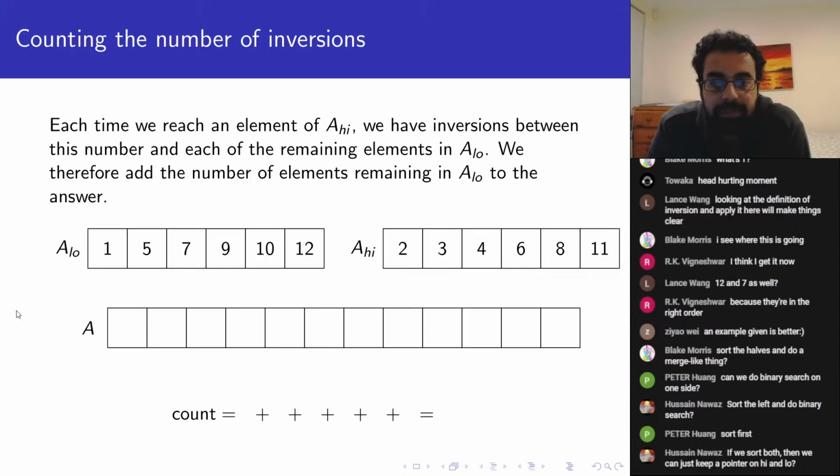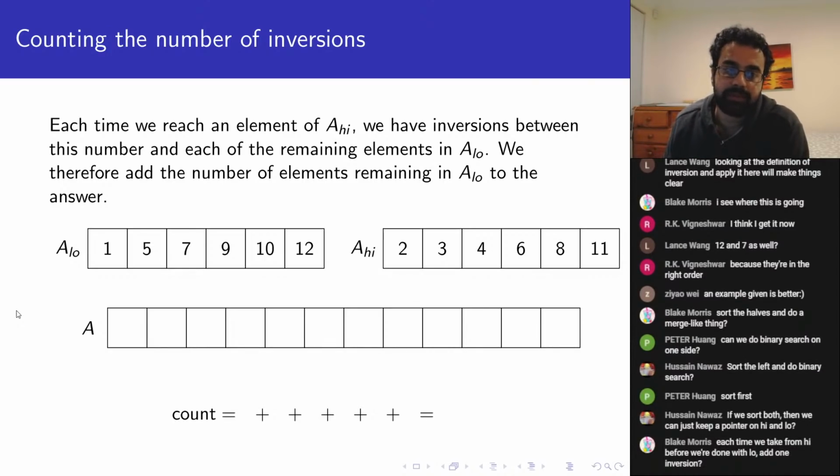So the main idea is we've already counted and sorted within A low, counted and sorted within A high. I'm now going to merge them together, and as I merge, I'm going to count how many new inversions I get. Anytime I merge from the left side, nothing happens. So the first thing that I'm going to add is the 1. That 1 goes into the bigger array A, which we're going to make sorted as we go. But that doesn't account for any inversions.